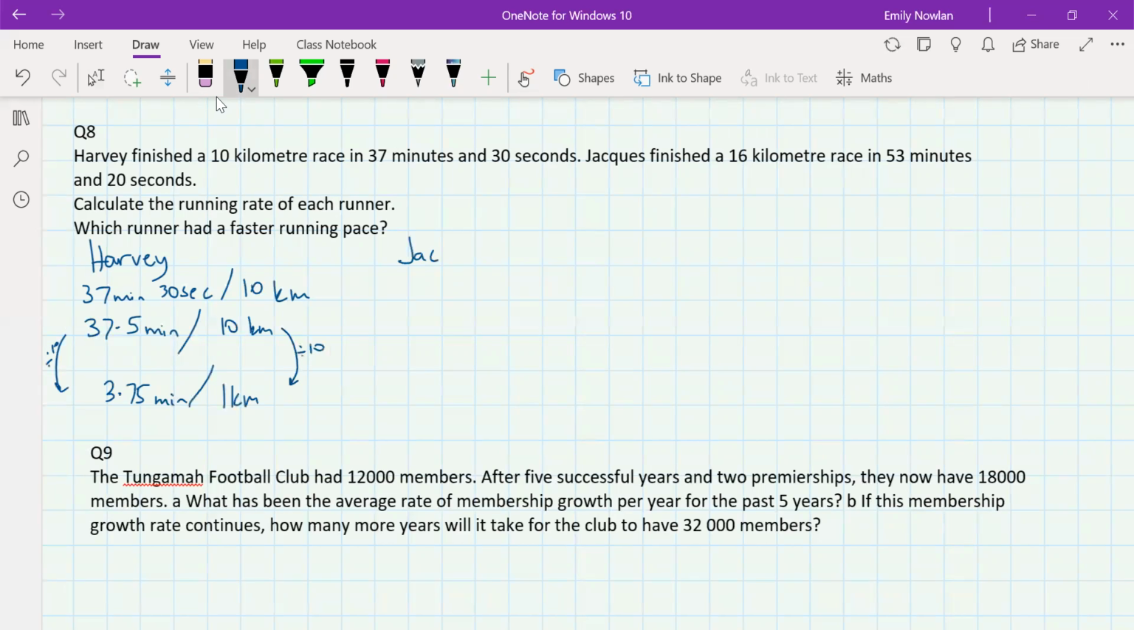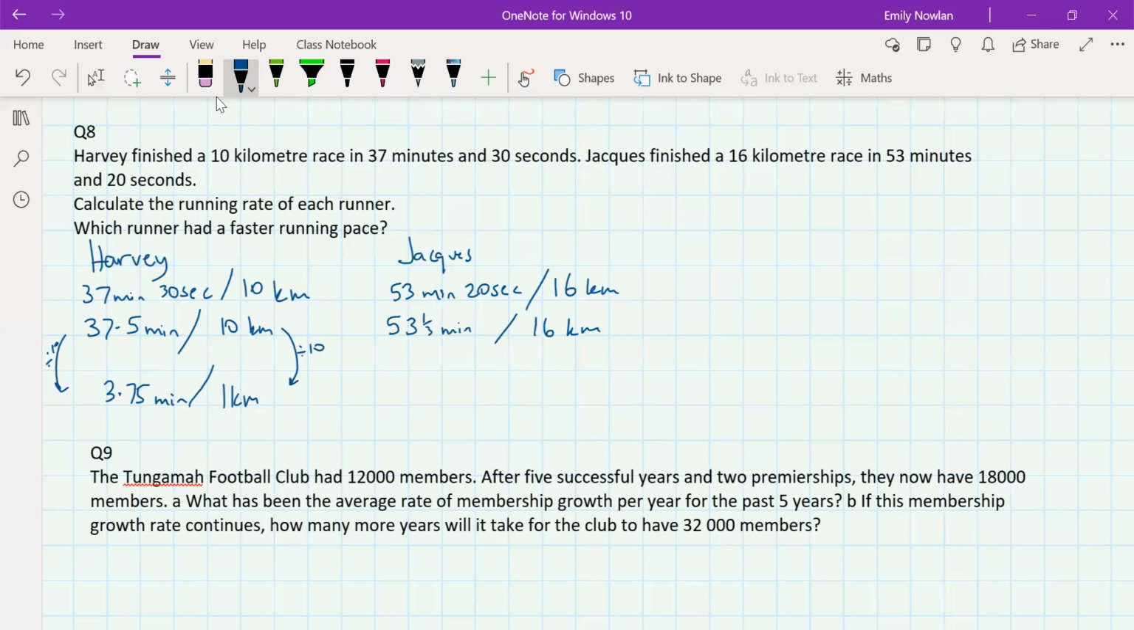Now we've got Jacques. So what's he doing? He's taking 53 minutes and 20 seconds to run 16 kilometres. Just like Harvey, I've got his time in minutes and seconds. I'd like to get it just in minutes. So 20 seconds is actually a third of a minute. So this is 53 and 1/3 minutes.